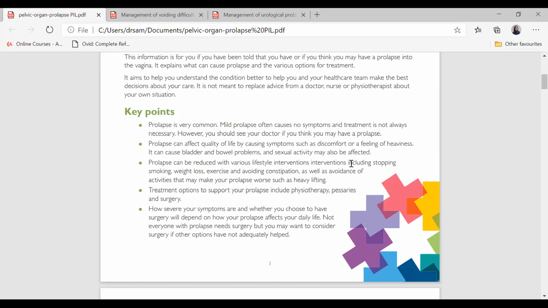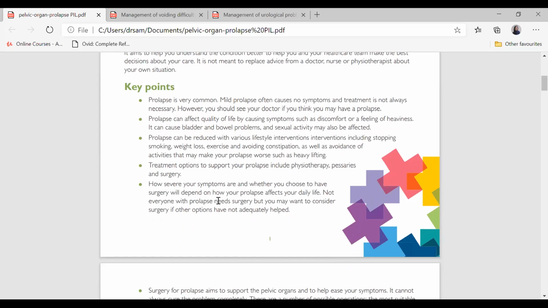If she will not tell you, you have to ask her about smoking. As you said, stop smoking. Weight loss, she already did weight loss. Pelvic floor muscle training exercises, you asked her to resume her exercises, which is good. And you said avoid constipation. And avoid heavy lifting, I think you missed that point.